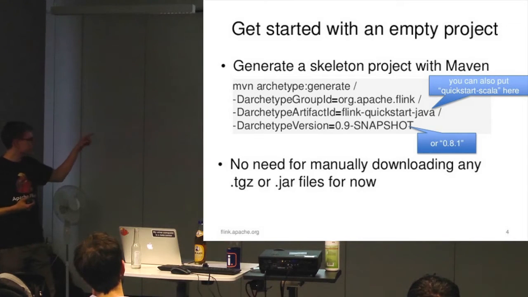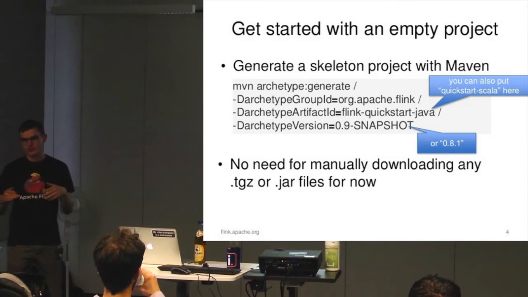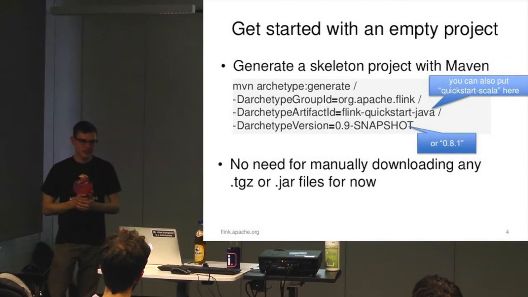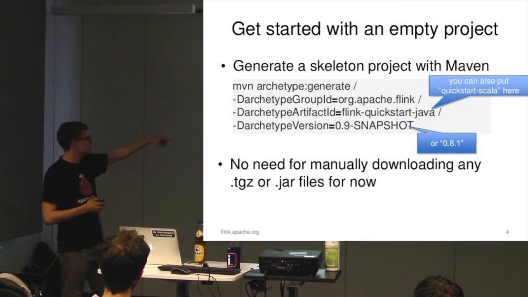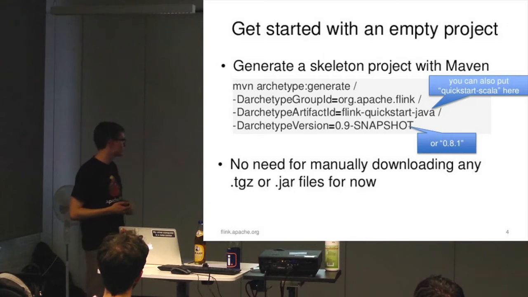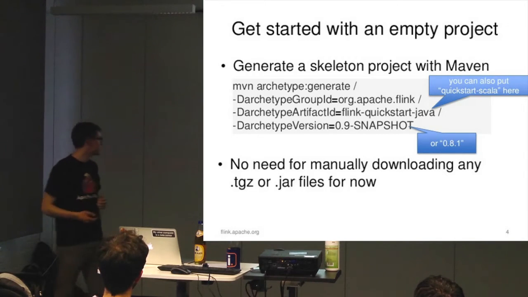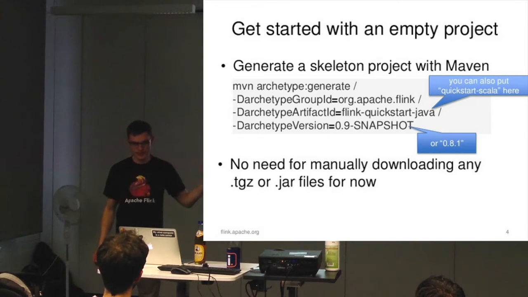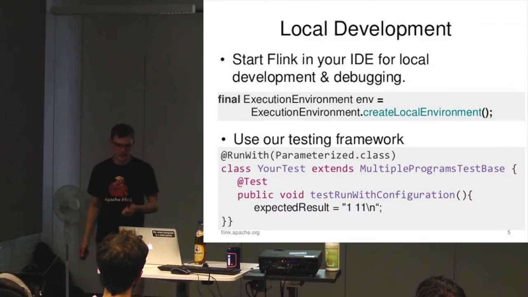And we provide these Maven archetypes, which generate a file hierarchy that is properly set up in a Maven fashion. You can also change this Flink Quick Start Java to Scala, and then it will generate a Scala project. And you can also set the version to whatever you want, stable or unstable release. So for starting to develop something in Flink, you don't need to download any archive from the Flink website. You just need to generate this Maven project and import it into your IDE. And it will automatically download everything it needs.